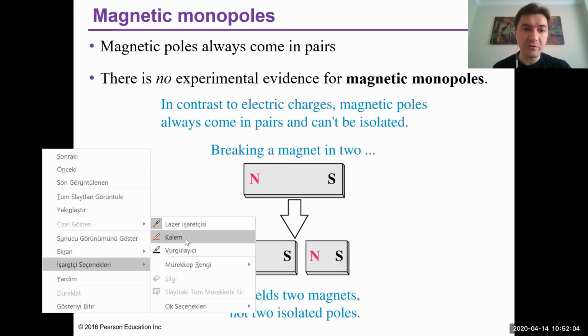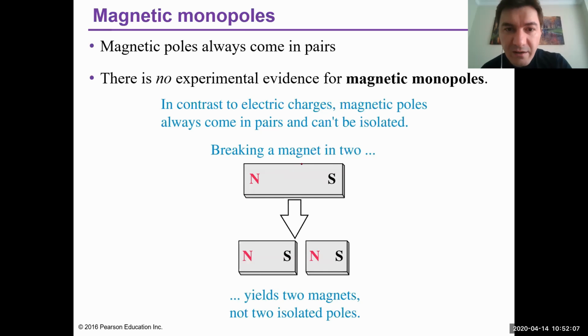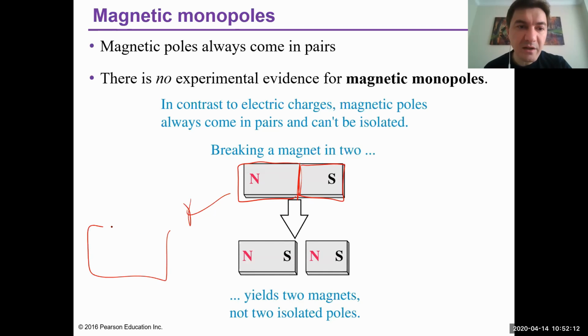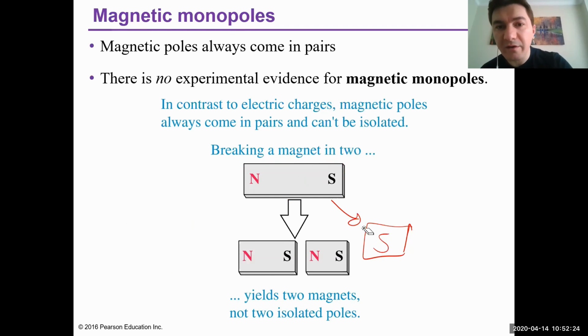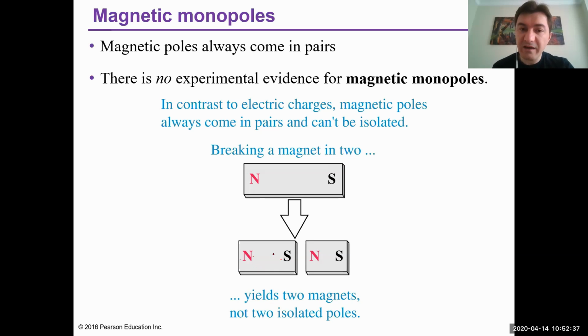Let me draw. So you break them, for example, into two parts like this. So it will not be like this: this is N pole, this is S pole. It will not be like this, okay? This will never happen in magnetism, okay? You will only get that situation: N pole and S pole will be present together in the new parts again. So this is the main difference between electricity and magnetism. There is no magnetic monopole.